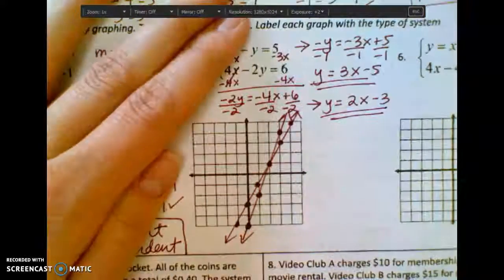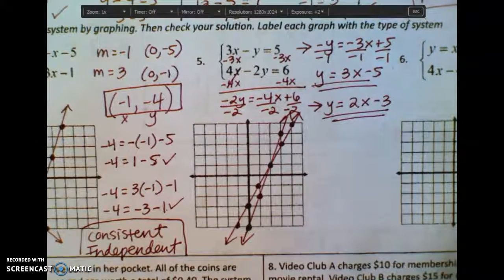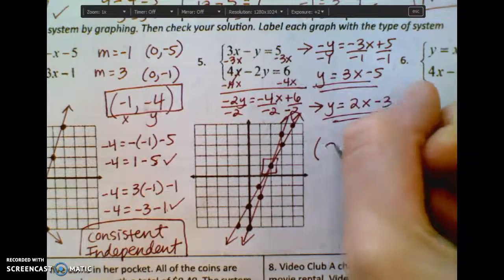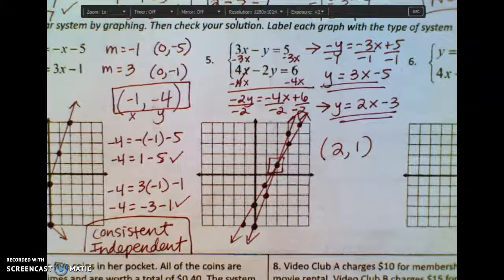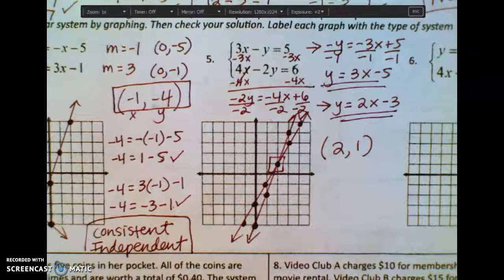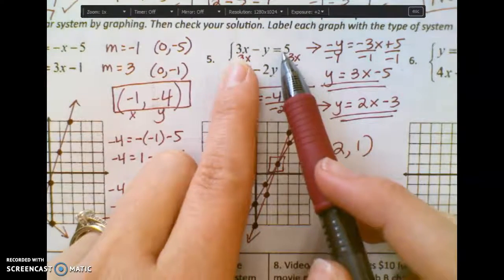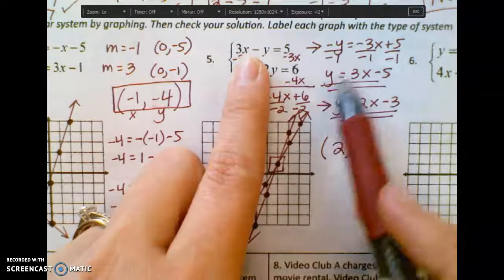All right, how do we find our solution? We look at where the lines meet. So where do they meet? Right here. That point is 2, 1. Before we say that's our solution, we need to check it to make sure we did it all correctly. So I'm going to take my x and my y, and I'm going to plug them into the original equation. Plug them into the original to make sure that you did this work correctly as well.